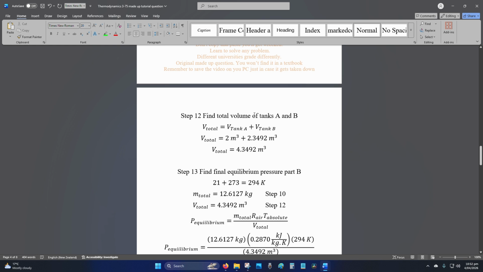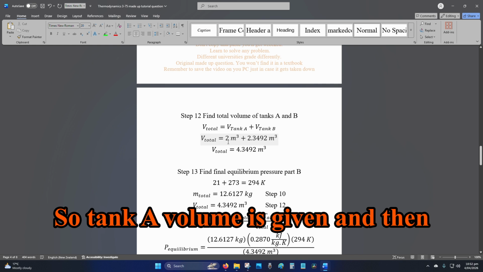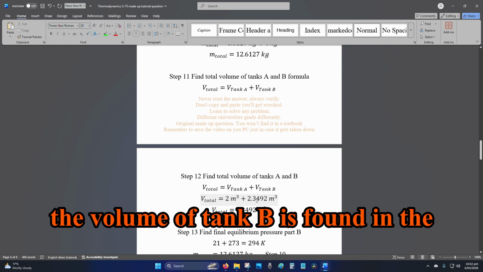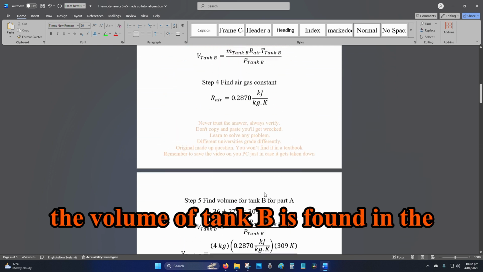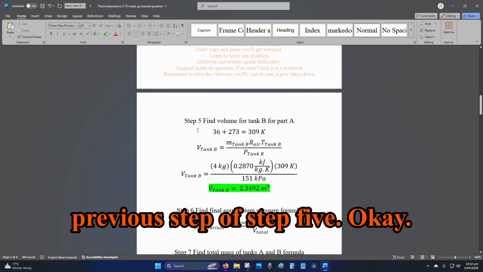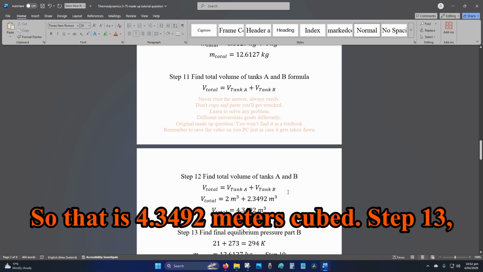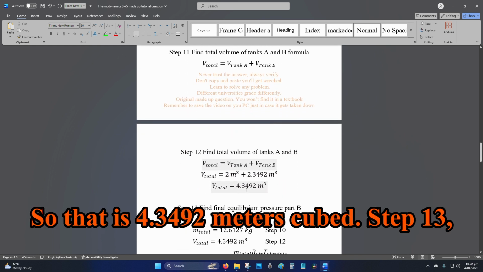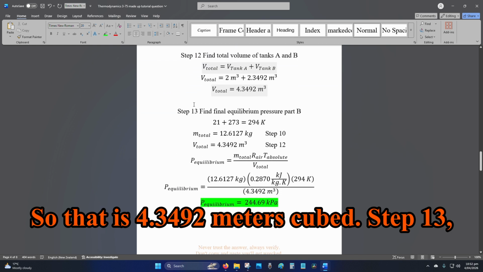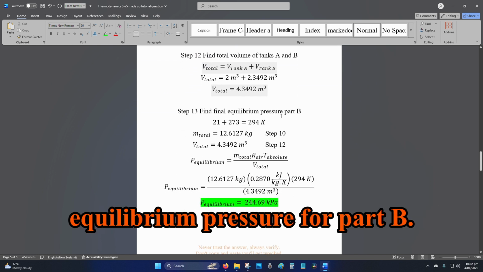Step 11, find the total volume of the tanks A and B. Step 12, we just add them together. So tank A volume is given, and then the volume of tank B is found in the previous step of step 5. So that is 4.3492 meters cubed.